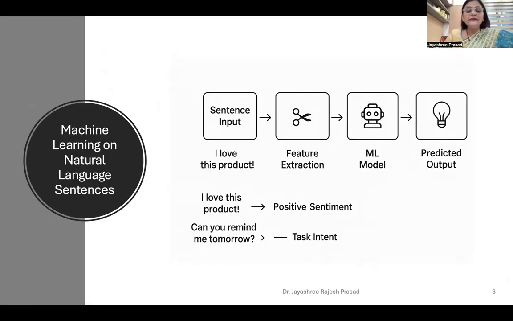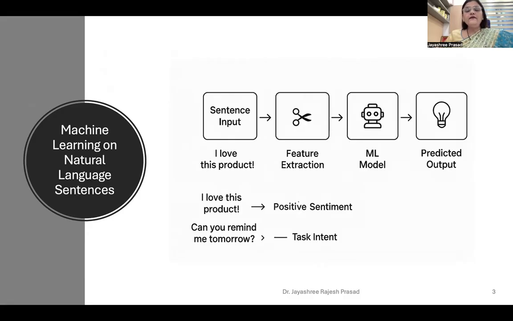Then there is sentiment analysis, which helps businesses understand what people feel, whether customers are happy, frustrated, or excited. And then machine translation is another powerful application, bridging languages and connecting people across the world in seconds.